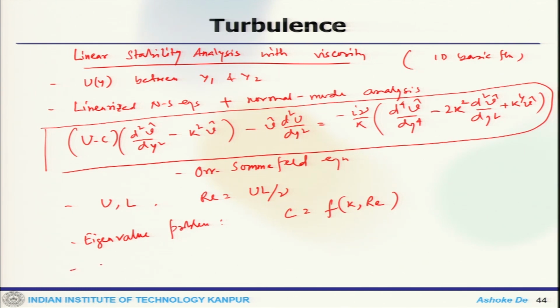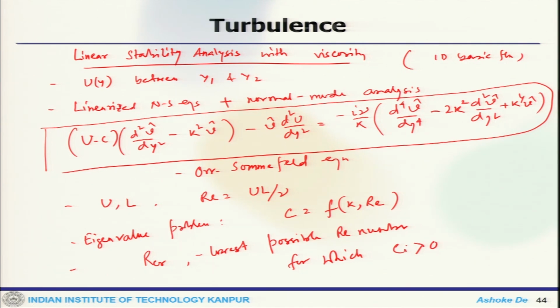So, my critical Reynolds number, R critical, is the lowest possible Re number for which c_i would be positive. So, that is my critical Reynolds number.